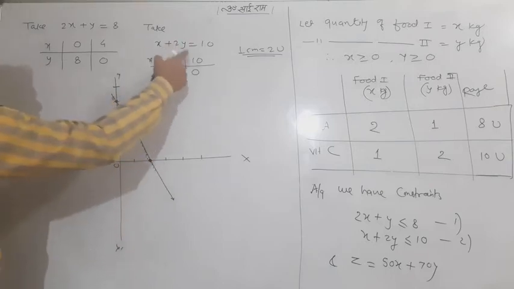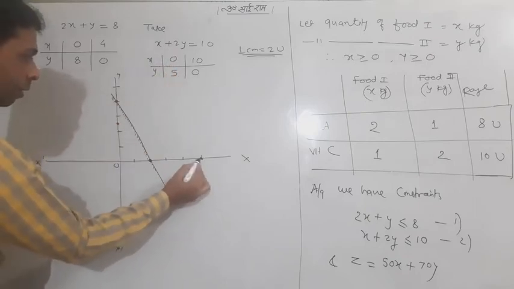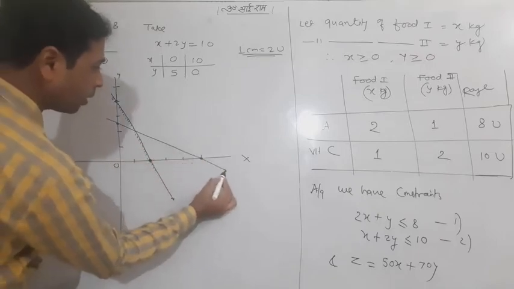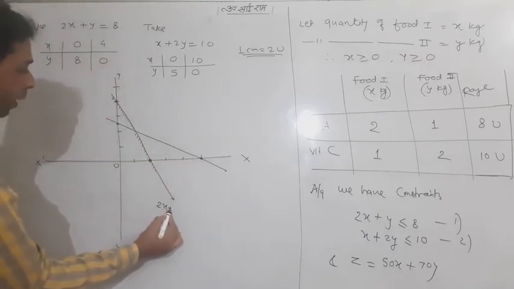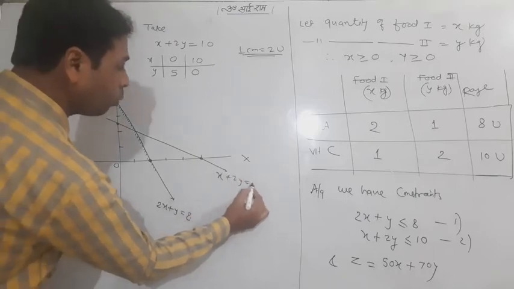What about that? (0, 5) is here, (10, 0) is here. So make a line like that. So this is the first line. I want to write a line also. This is 8. This is x plus 2y equal to 10.